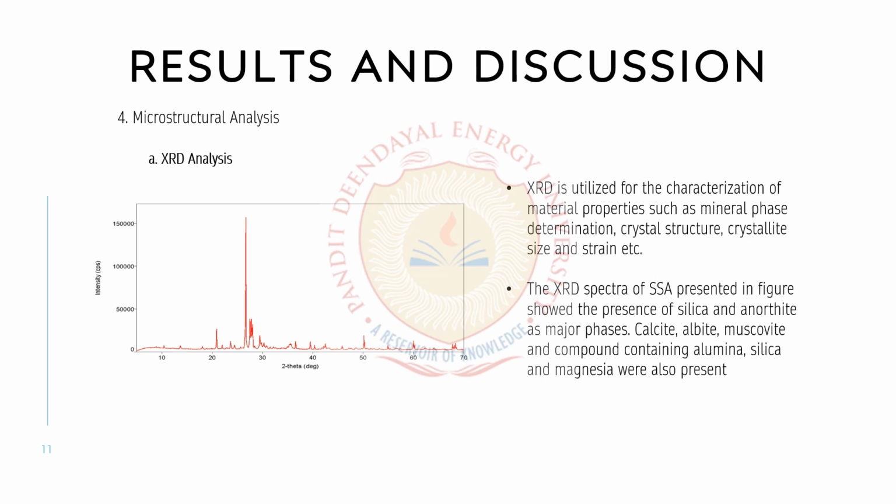Now talking about the XRD analysis. First of all, XRD analysis is utilized for the characterization of material properties such as its mineral phase determination, crystal structure and crystalline size and strain, etc. The XRD spectra of SSA presented in the figure shows the presence of silica and anthracite as major phases. Calcite, albite, muscovite and compounds containing alumina, silica and magnesia were also present.